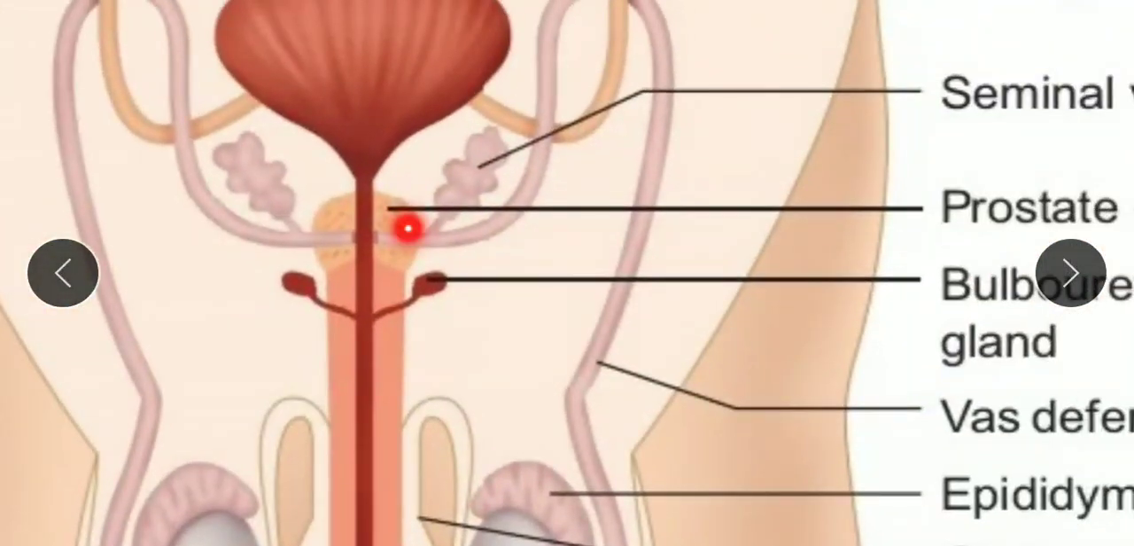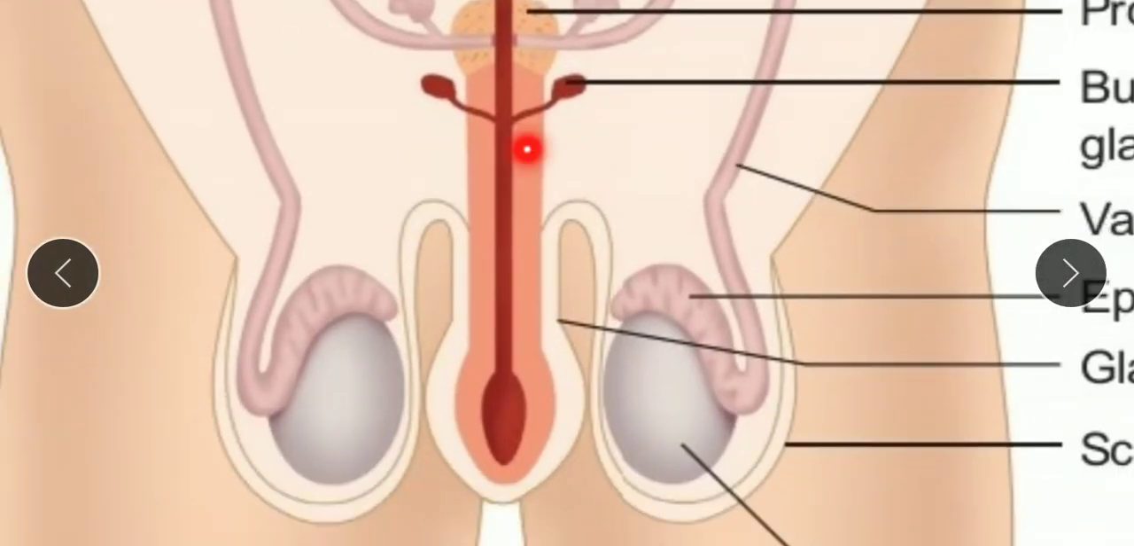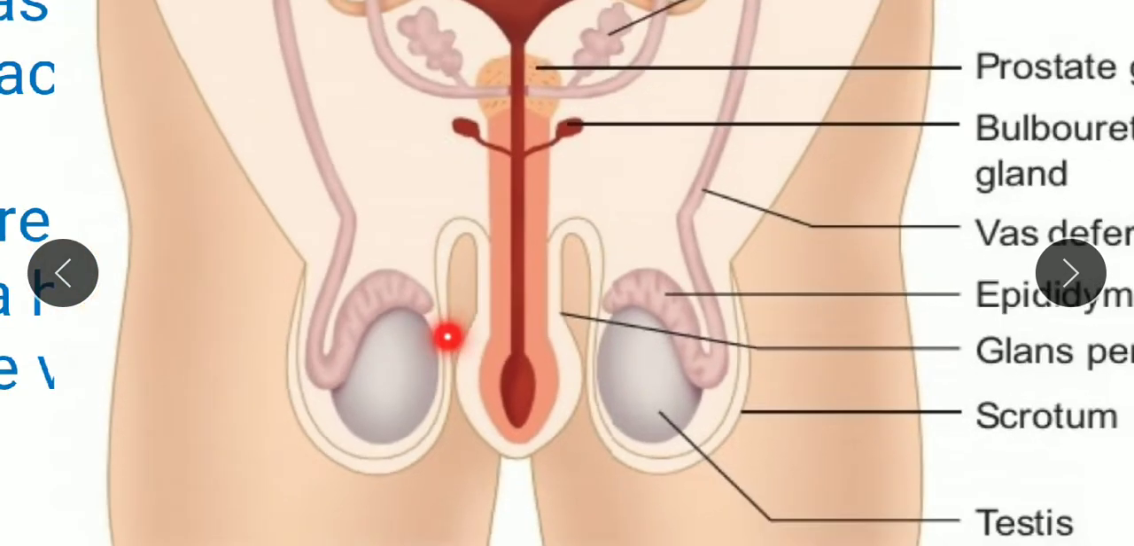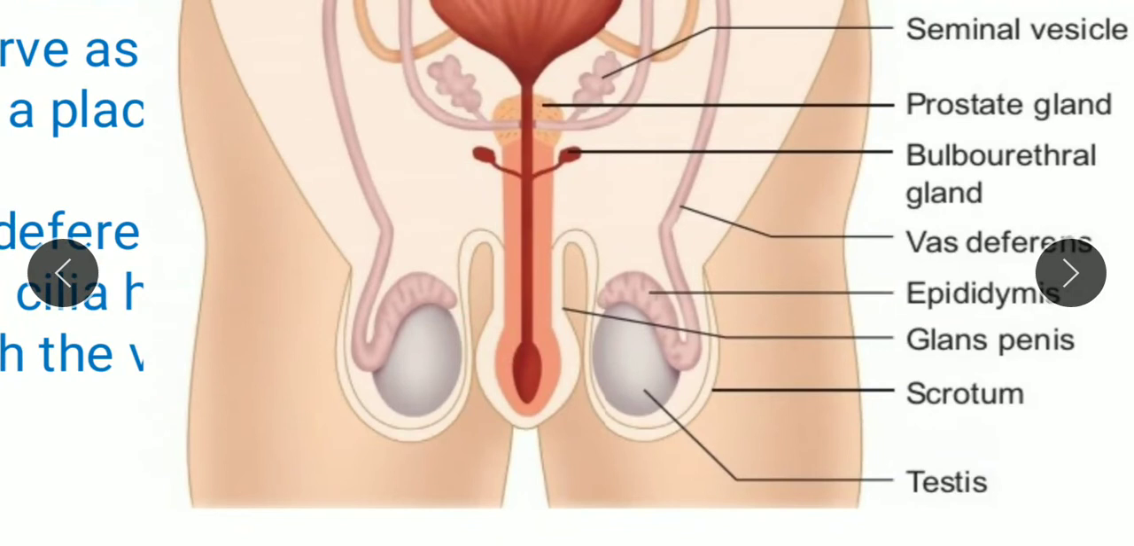The prostate gland secretes an alkaline substance. This substance neutralizes the urethra, the urinary tract, the seminal tract, and the female reproductive tract when the sperm is transferred from the male to the female.